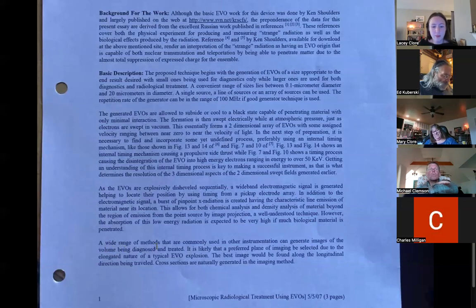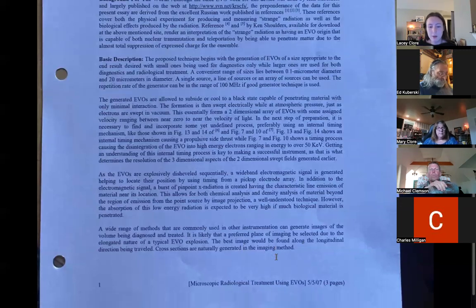A wide range of methods that are commonly used in other instrumentation can generate images of the volume being diagnosed and treated. It is likely that a preferred plane of imaging be selected due to the elongated nature of a typical EVO explosion. The best image would be found along the longitudinal direction being traveled. Cross sections are naturally generated in the imaging method.